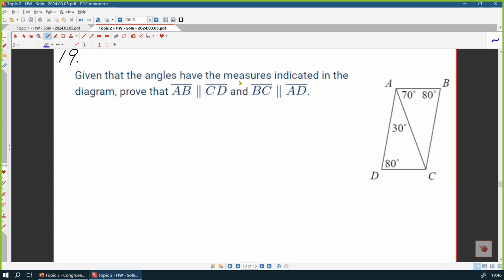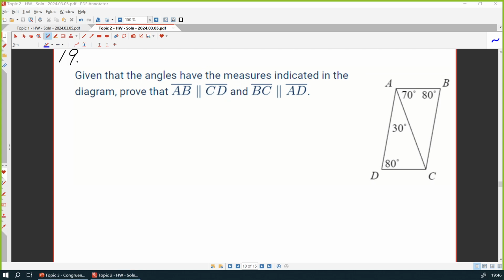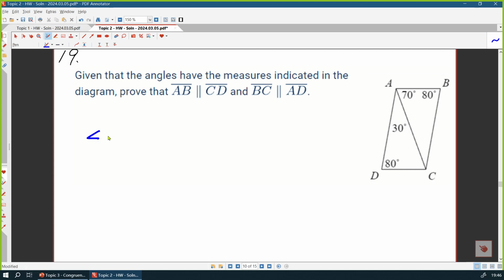Given that angles have the measures indicated in the diagram, prove that AB is parallel with CD and BC is parallel with AD. So you should write it like this. First of all, angle ACD equals, here you can find this angle, right? Which is 180 degrees in total in the triangle ADC, minus 30 degrees minus 80 degrees, which gives you 70 degrees. Therefore, these two angles are equal, right?